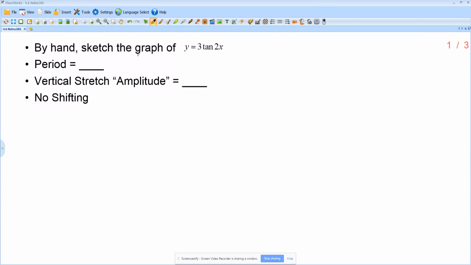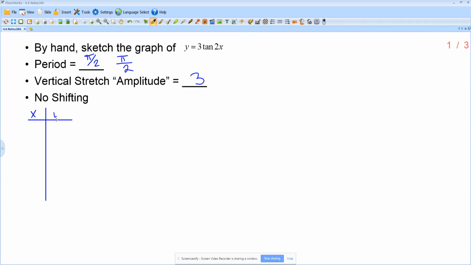The period is found in this case by doing pi over the coefficient of x. So pi over 2, which is just pi over 2. Vertical stretch, or quote unquote amplitude, is going to be 3. It's found the exact same way, absolute value of the coefficient of the trig function. There's no shifting in this case. So I'm going to go straight to my table.